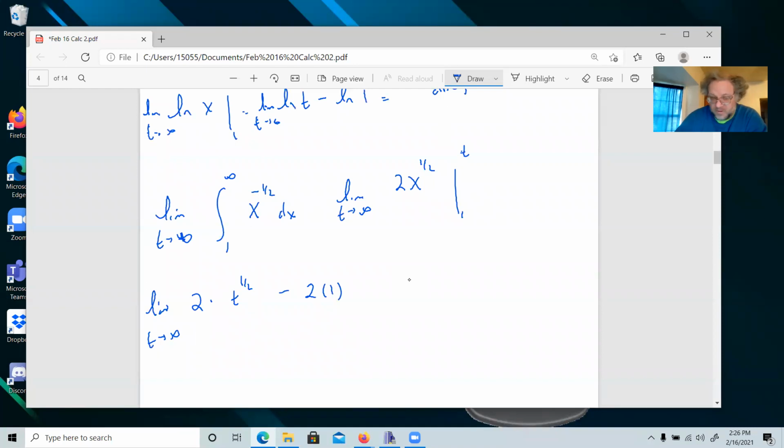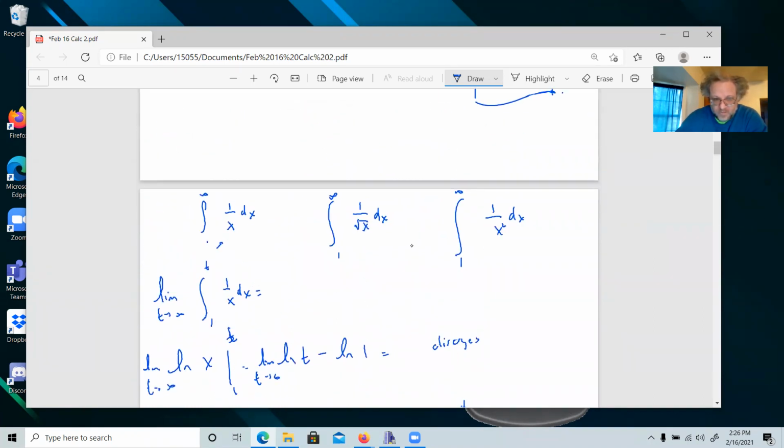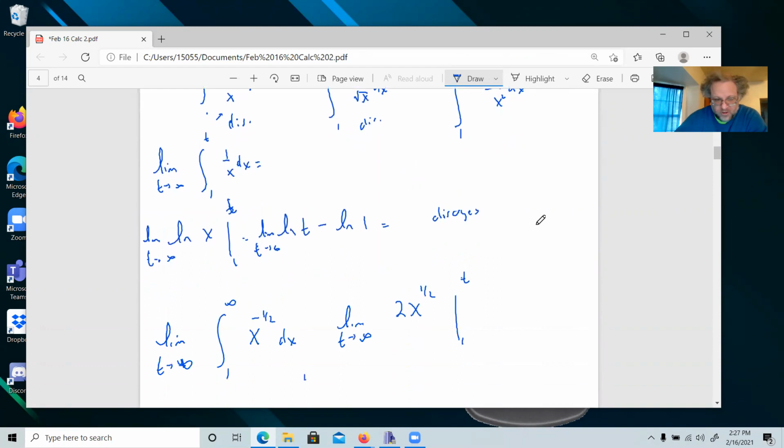But we know what the square root function looks like. This goes up, up, and away. So we end up with an infinity here. This thing diverges. All right, so this one diverged. This one diverged. What about this one? What about 1 over x squared?